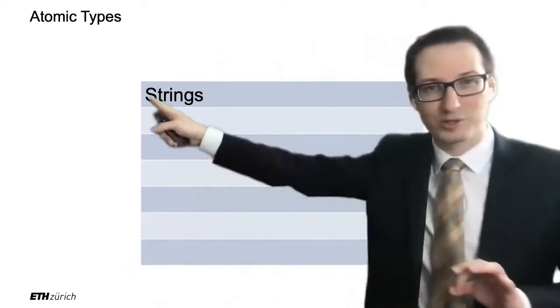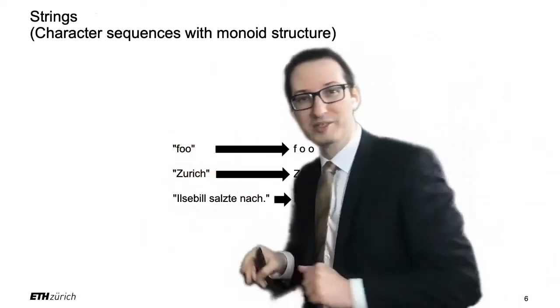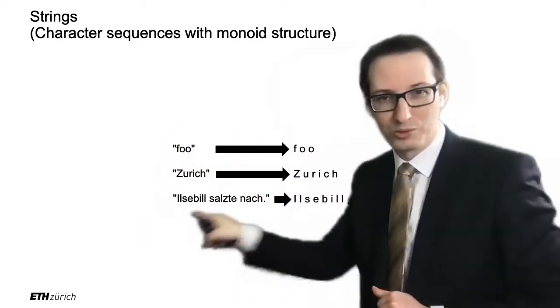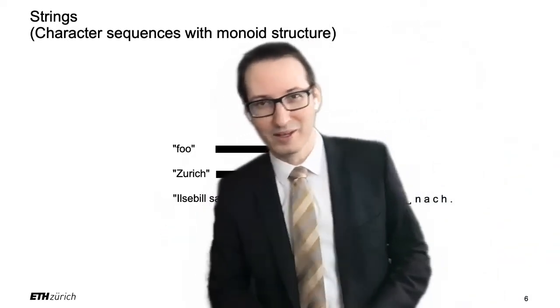So I already told you that first you can have strings. That's the most generic thing you can have. A string is just some quoted sequence of characters. Foo, Zurich, Isabelle Alstenar, that's actually known literature.